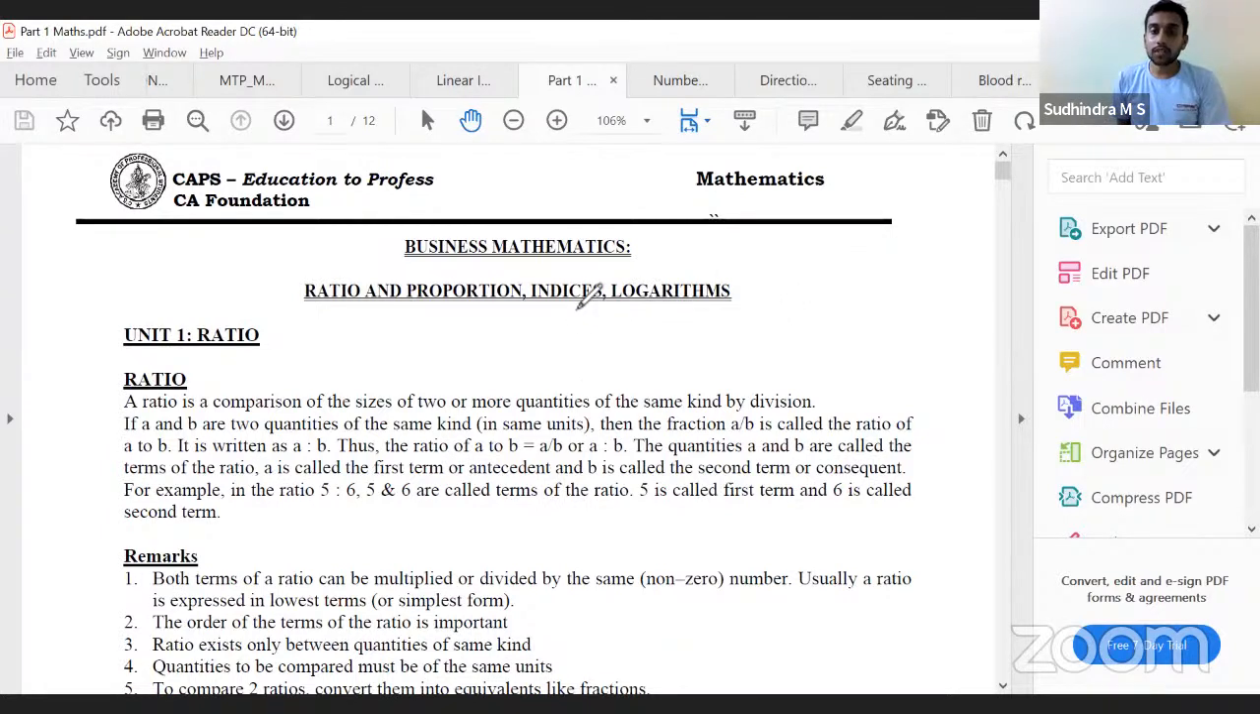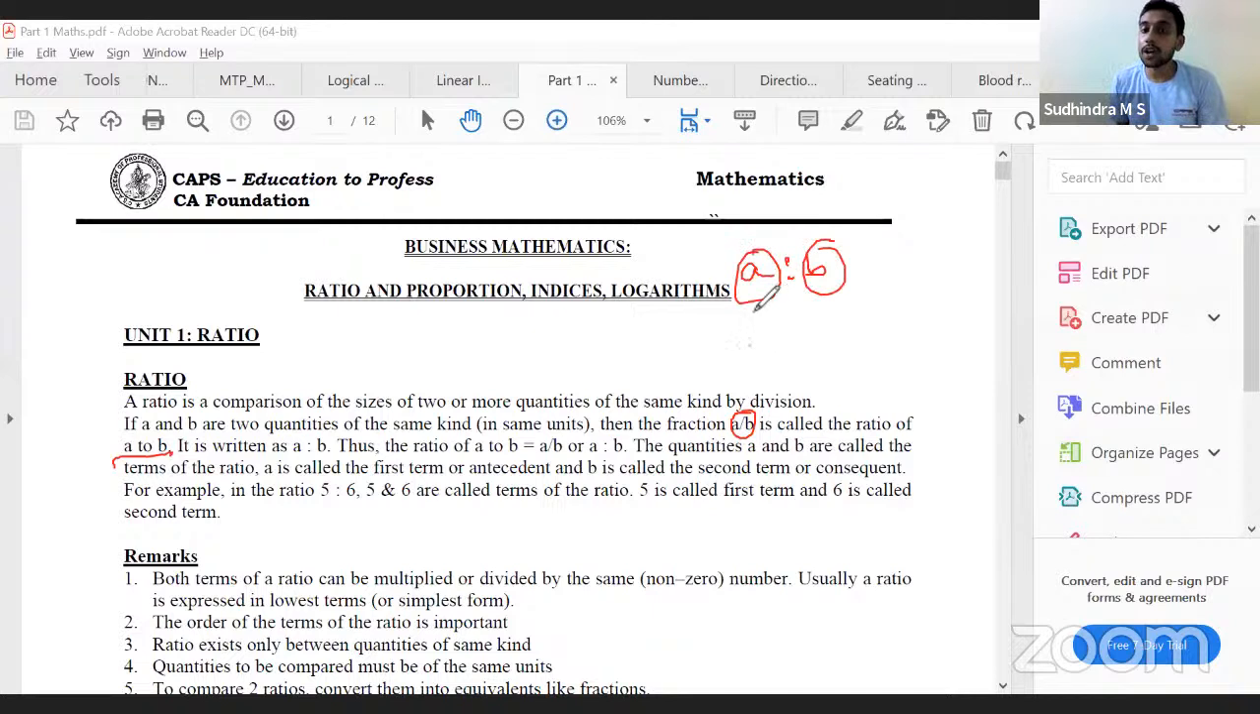So if we write it as A divided by B, we call it a fraction. The same thing if we write A is to B, we call it a ratio. So if A and B are two quantities of the same kind, then the fraction is A by B. If we write the same as A is to B, we call it a ratio. In A is to B, here A and B are called terms of the ratio.